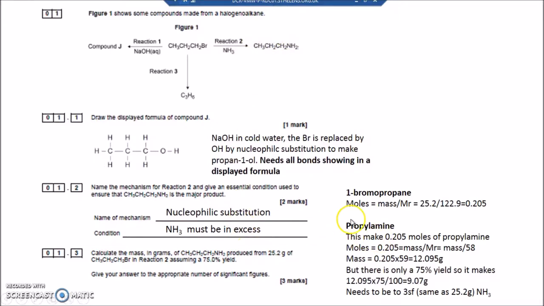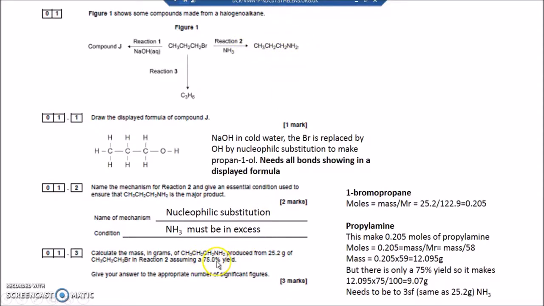Now, what I could do is working out its Mr. So work out the Mr of this. I've got a 14 for a nitrogen, 1 for the hydrogens, 12 for the carbons, and it works out as 58. Moles is 0.205, is mass divided by Mr, so 0.205 is mass divided by 58. The mass, therefore, is 0.205 multiplied by 58, is 12.095 grams. So I should make 12.095 grams of this.